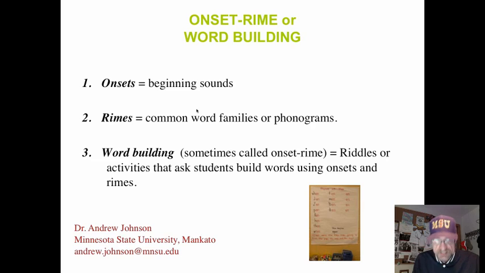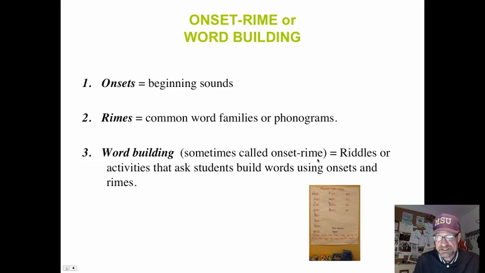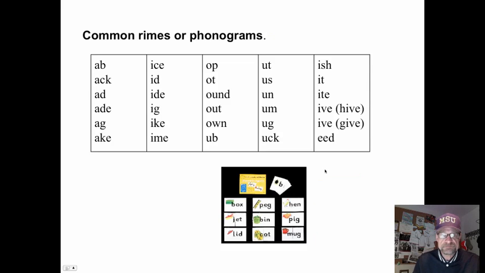The rhyme is a common word family or phonogram. Phonogram in the word tab. The word family is ab. Word building is an activity or riddle that helps students build words using onset and rhymes. And that is spelled correctly, R-I-M-E.